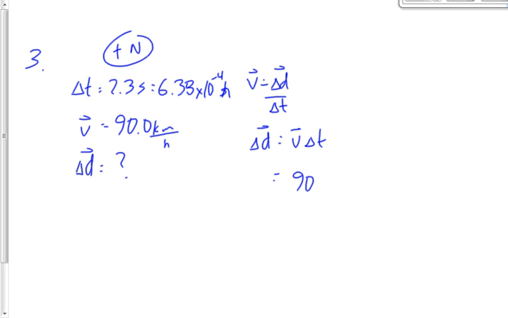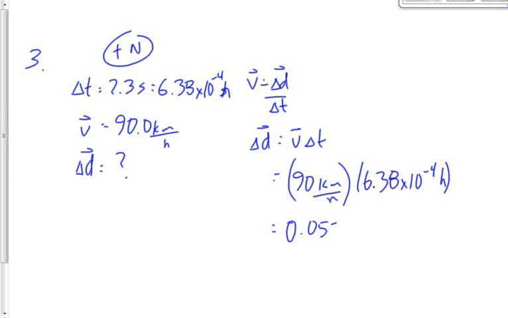So now we can multiply 90 kilometers per hour by 6.38 times 10 to the negative 4 hours. We can do that because we've got consistent units now, right? We're in hours for both of them. When we do that math, it works out to be, I actually get 0.0575. Wait a sec, I told you the answer was 57.5, didn't I?